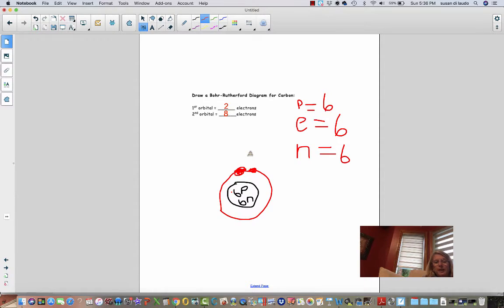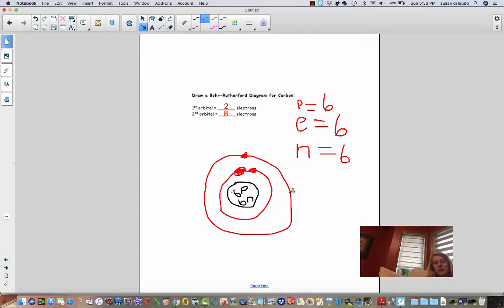Now you want to make your second energy level. Make it nice and kind of circular around the nucleus. This time I've got 2 electrons taken care of in the first, but I have 6 in total, so I have to fit 4 more electrons. I always start anything in the second, third energy level.